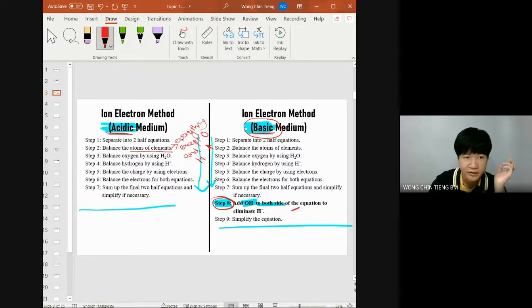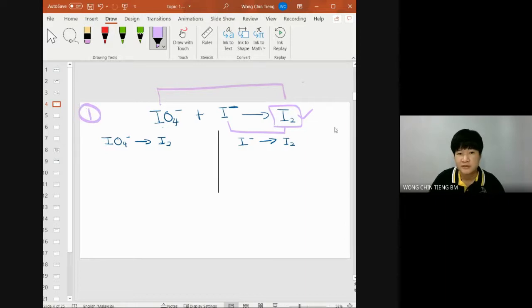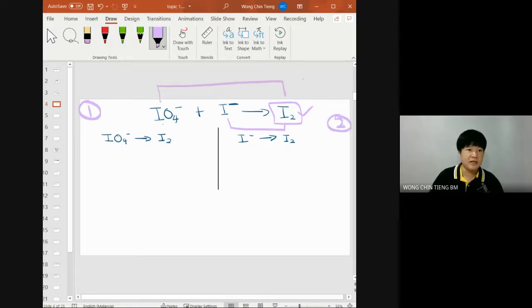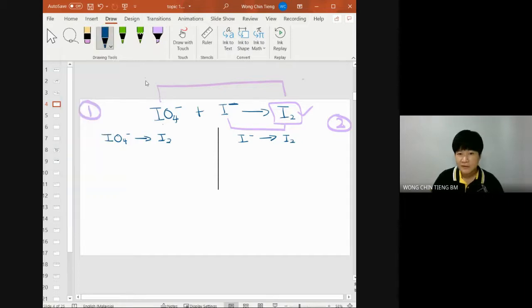Easy. Okay? So, Adriana, saya letak nombor sikit for my equation guys so that it's easier for us to look at it. This is my first equation. This is my second equation. So, Adriana, for the first equation, what do you do? How to balance?